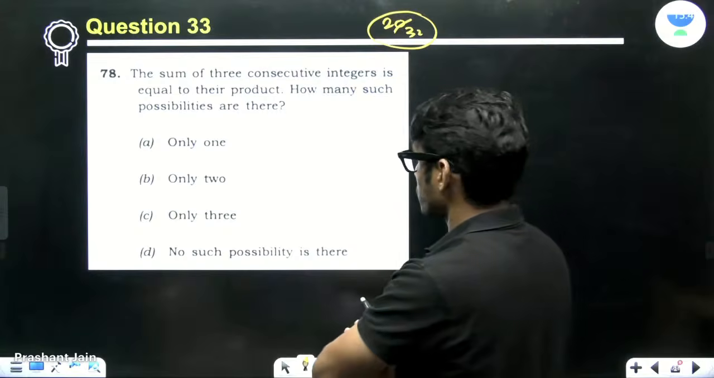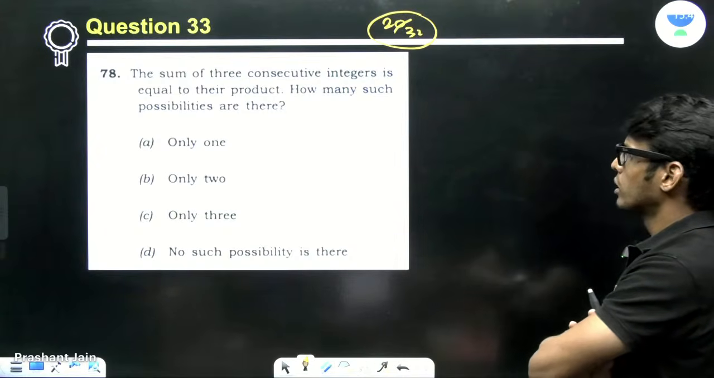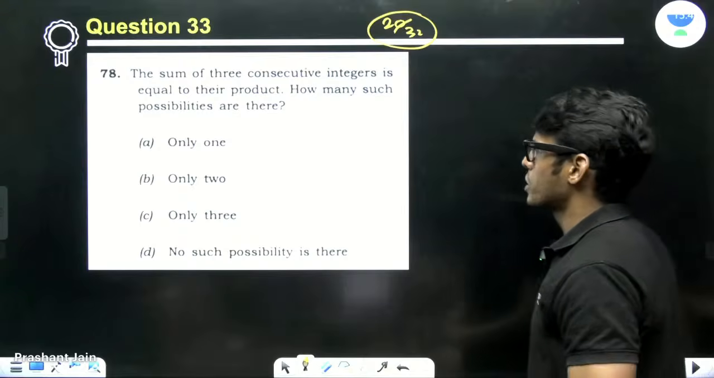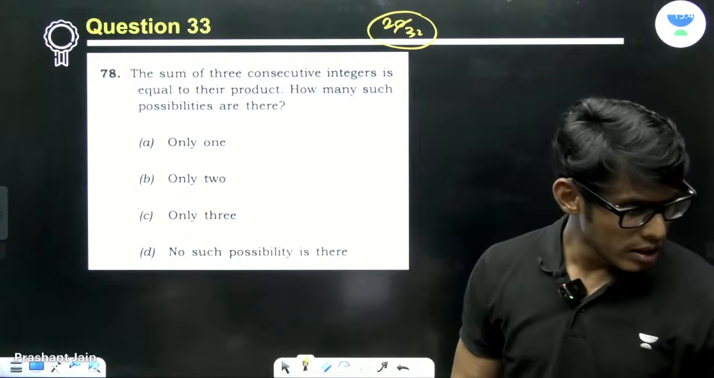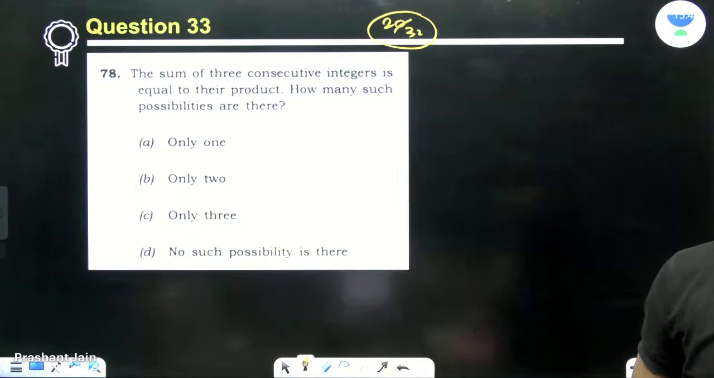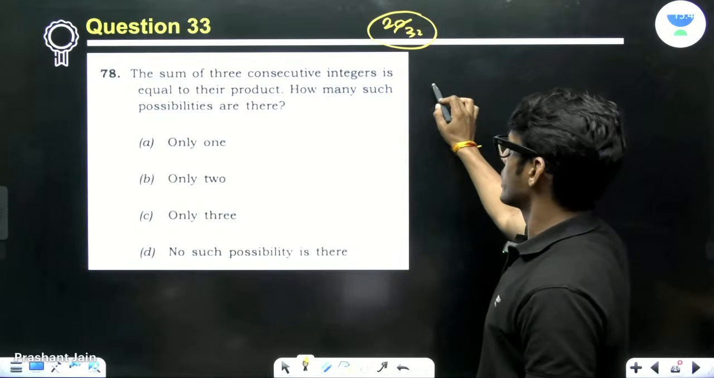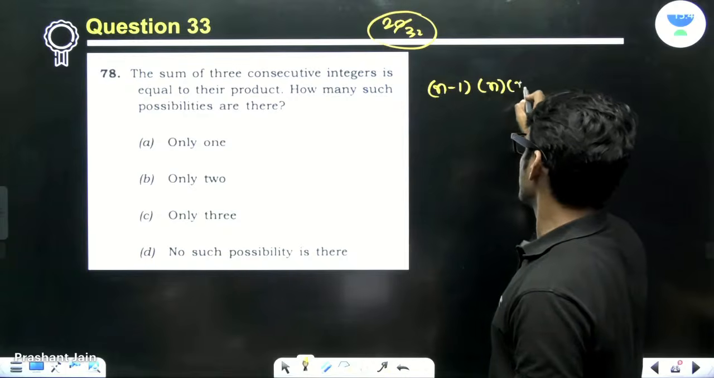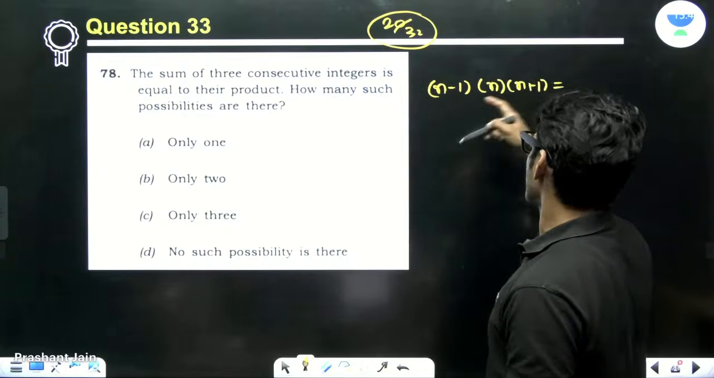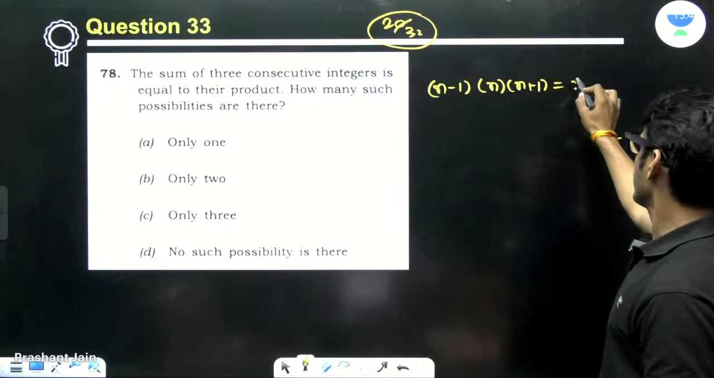The sum of 3 consecutive integers is equal to their product. How many possibilities are there? Now this is a simple one, guys. Right? What do you have? Sum of 3 consecutive numbers. So always assume 3 consecutive integers as this. The product of these is equal to the product, and the sum will be this.